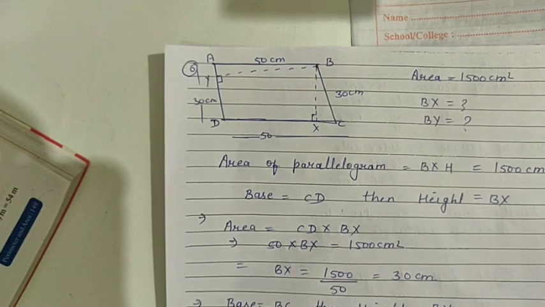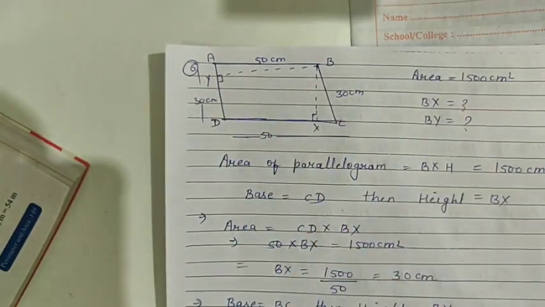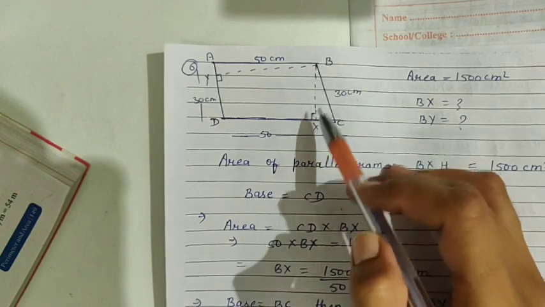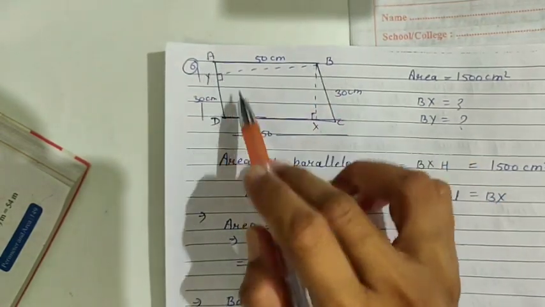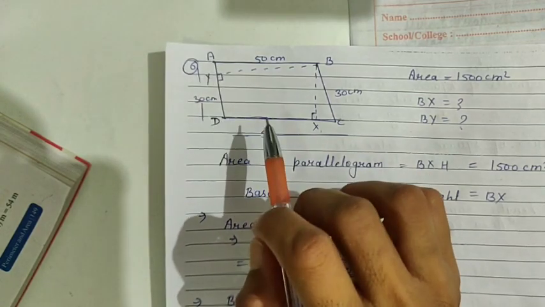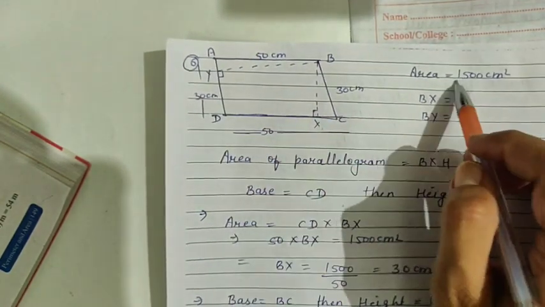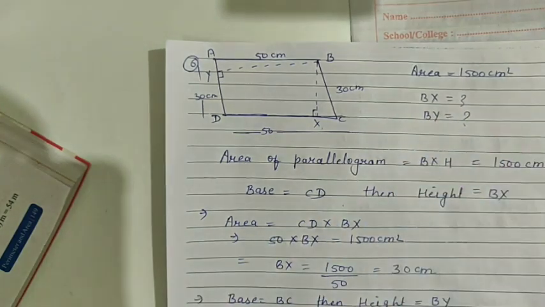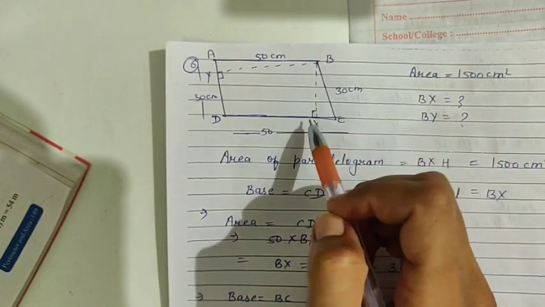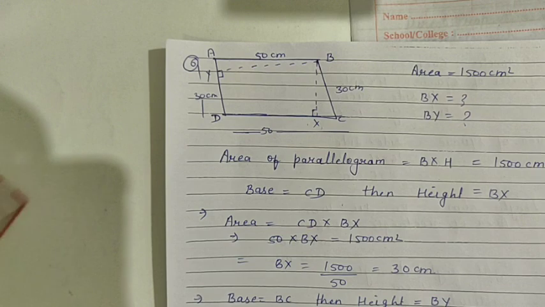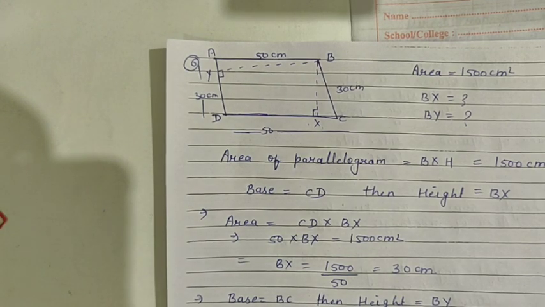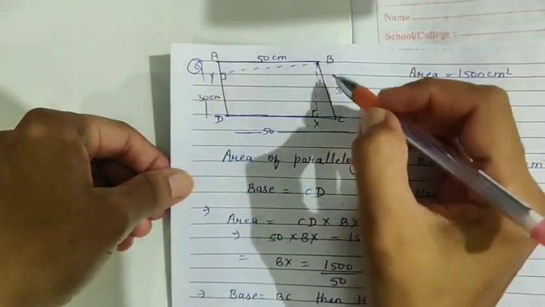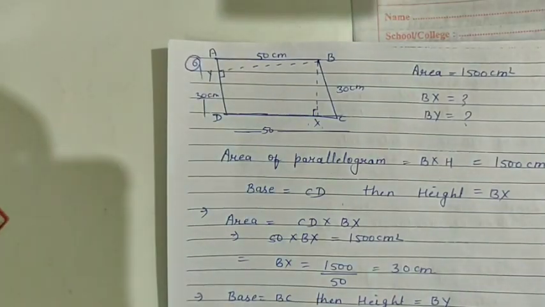Now question number 6. ABCD is a parallelogram and BX is perpendicular to CD and BY is perpendicular to AD. If the area of this parallelogram is 1500 centimeter square, then we have to find the length of BX and BY. So students, firstly what is the area of the parallelogram? That is equal to base into height. We can take base CD and we can take base as BC.